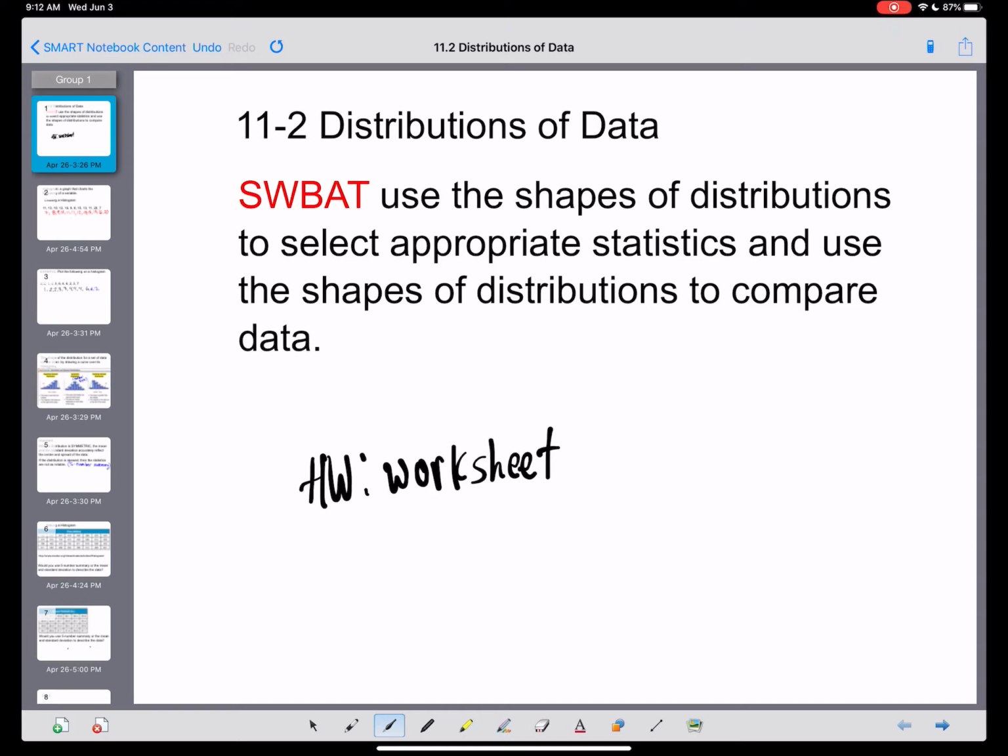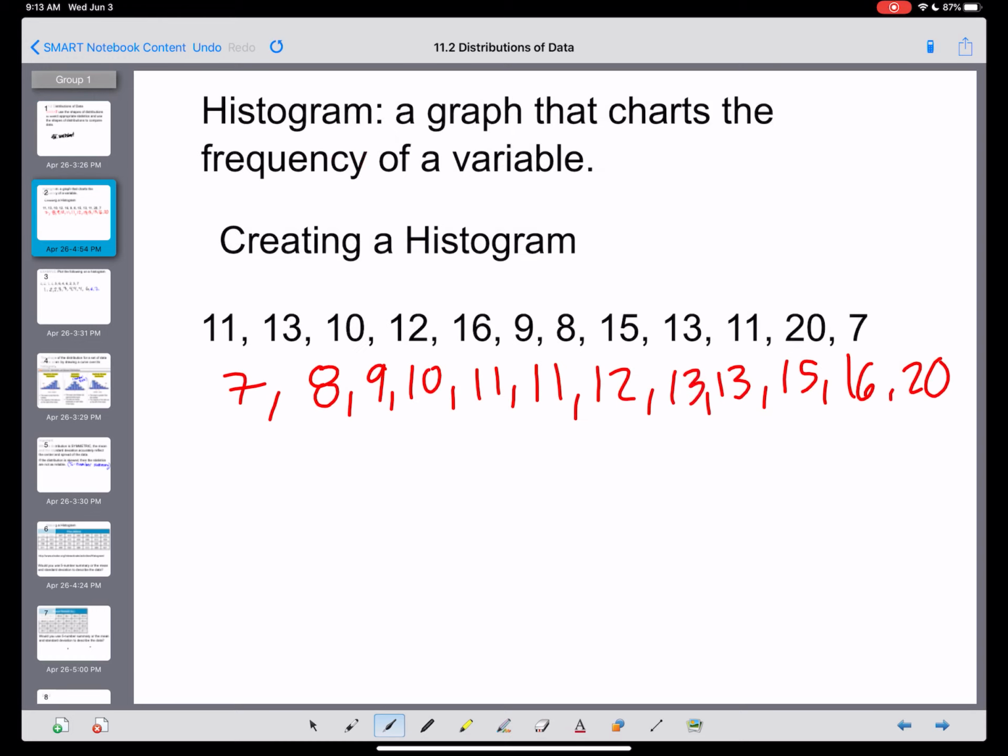Anyways, it's 11.2 distributions of data. Students will be able to use the shapes of distribution to select appropriate stats and use the shapes of distribution to compare data. Very straightforward lesson. So let's get started, okay? Your homework's a worksheet. I've attached it.